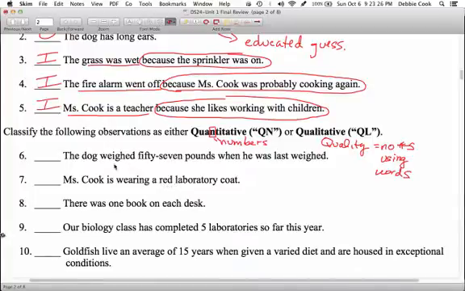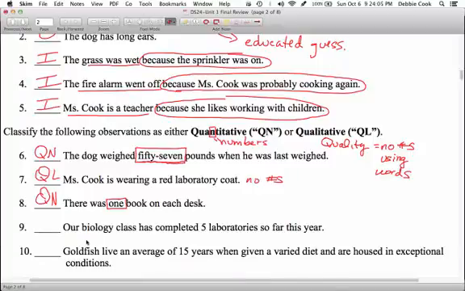For number 6, the dog weighed 57 pounds when he was last weighed. If I said that the dog weighed 57 pounds, notice that I'm trying to trick you because I wrote the number out in words, but it's still numerical information. So this is going to be quantitative in nature. Number 7, Miss Cook is wearing a red laboratory coat. Notice there are no numbers in this statement, so obviously this has to be qualitative. Number 8, there was 1 book on each desk. Again, I'm trying to trick you, but here's the number, so this is going to be quantitative.